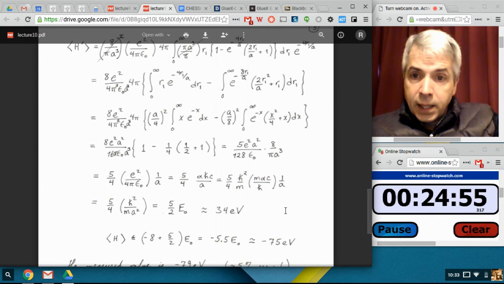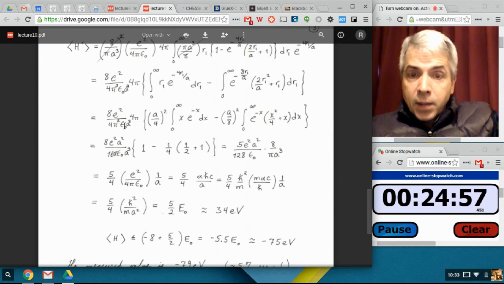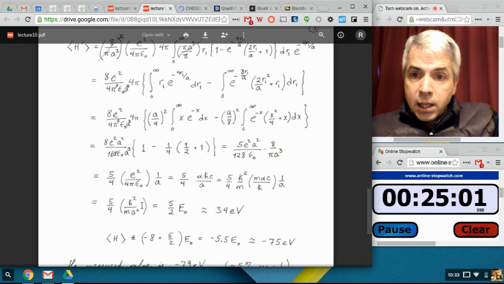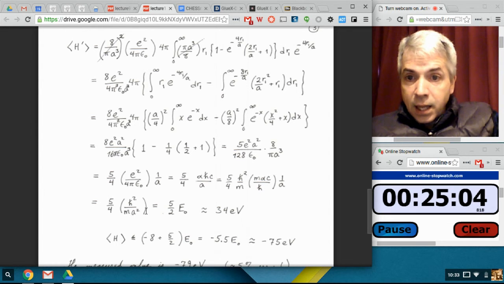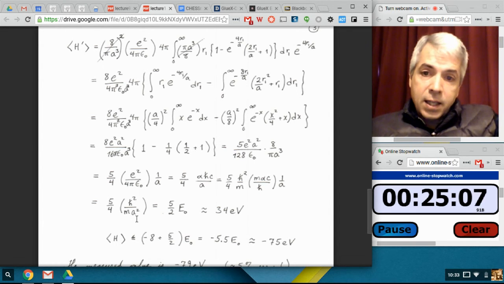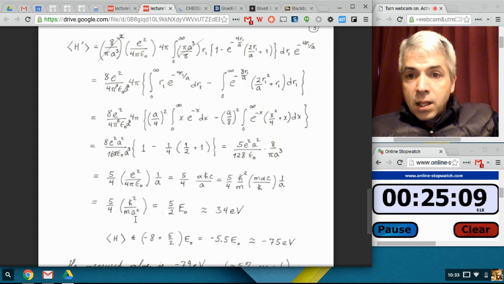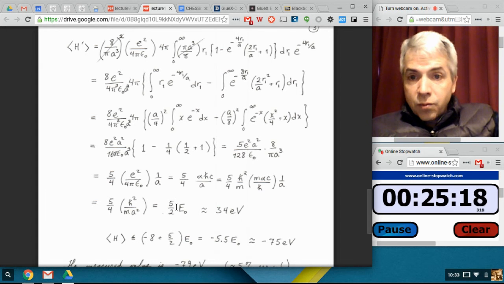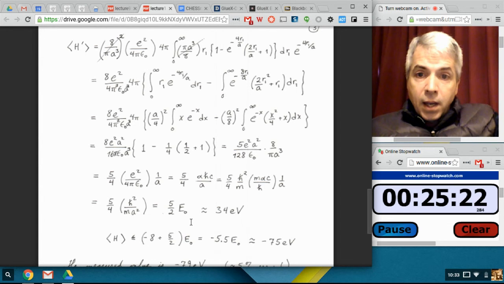Finally, summing all the pieces up, we end up with 5/4 h bar squared over ma squared. Now we recognize that this has the units of energy, and we recognize that as just twice the 13.6, okay? And so I can rewrite it as 5/2 times this 13.6 E0. And if I put that in my calculator, it's about 34 eV.